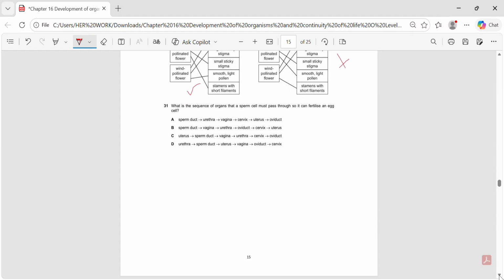Now, let's move on to the next question, which asks about the sequence of organs that a sperm cell must pass through in order to fertilize an egg cell. To answer this, we need to think about the journey of the sperm starting from the male body and continuing into the female reproductive system. The correct pathway is given in option B.